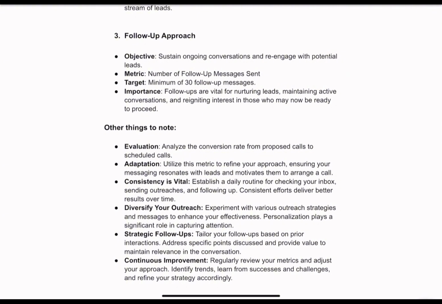And the next one is strategic follow-ups. So you want to tailor your follow-ups based on prior interactions and address specific pain points discussed and provide value to maintain relevance in the conversation. So with your follow-ups, say some people are new, they've not really got any problems yet, it doesn't make sense pitching them a program, then you may add them to your CRM or lead list, where you're going to show the last time you messaged them and then also when you want to follow up with them next.